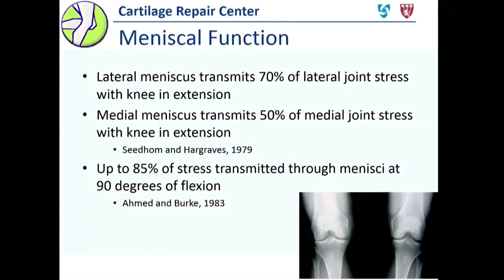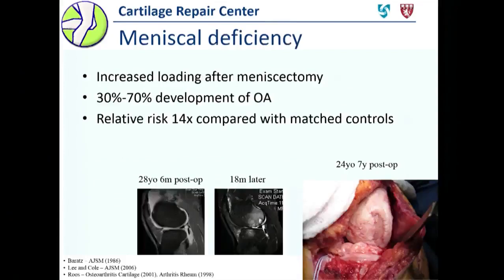So meniscus is an important part of the knee, not to be sacrificed unless you really have to. So what happens after meniscal deficiency? Now you don't have the quote-unquote shock absorber anymore, and more of the load gets transferred directly from cartilage to cartilage. So you see increased loading. You have about a 30 to 70% risk of developing OA after removal of meniscus.